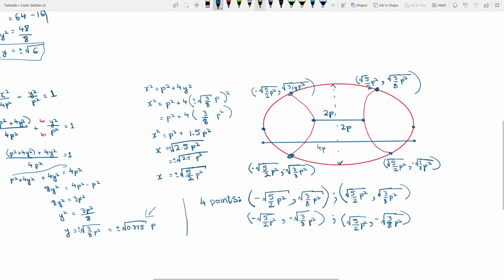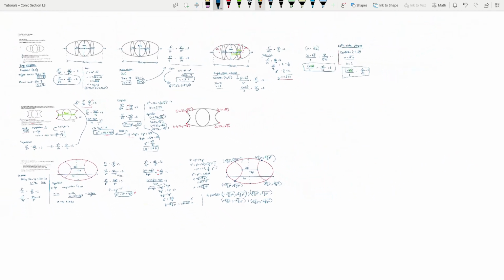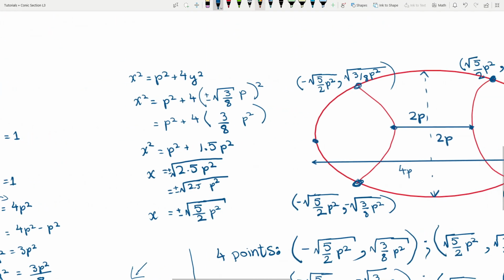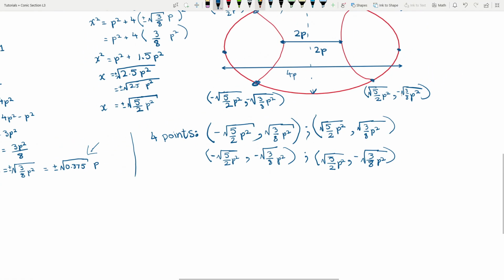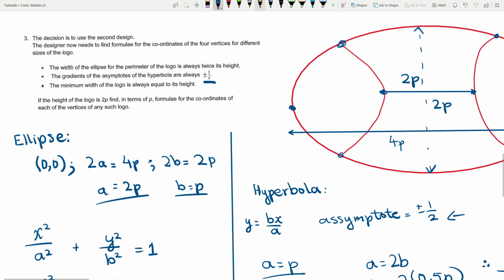So that was the whole working. That was a lot. Now, did we answer the question? Yes, we did, because we had to give the coordinates, so we did give the coordinates.